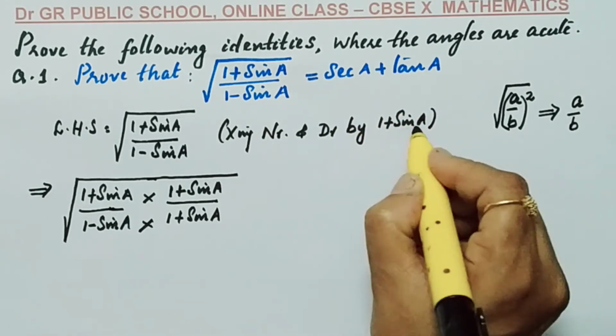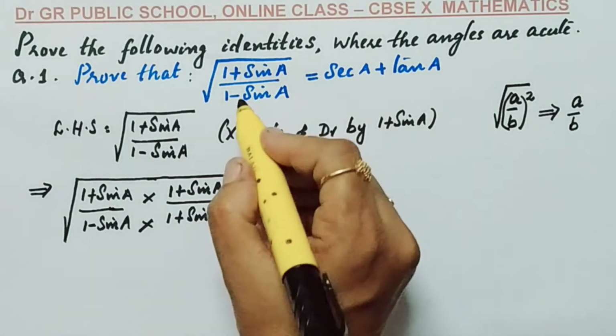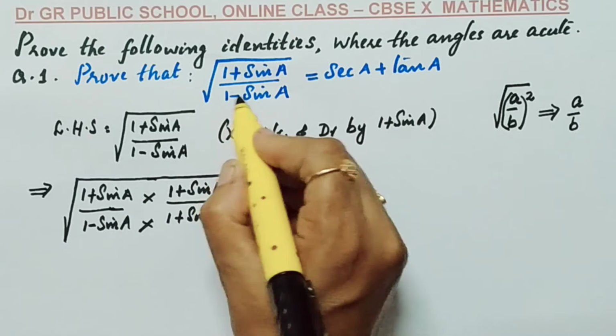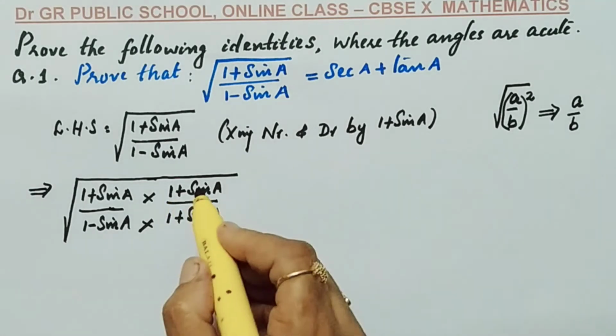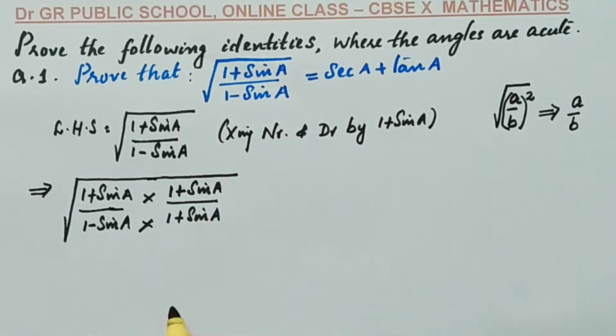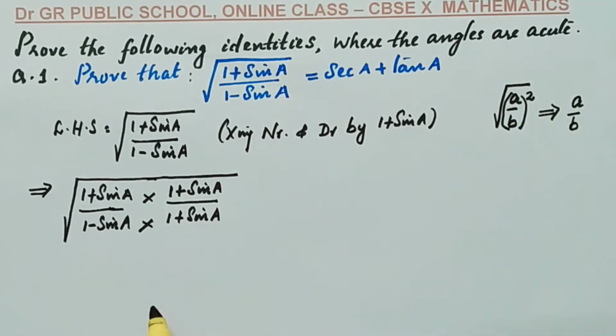Remember this term which you need to multiply. This 1 plus sin A is actually what we can call the conjugate, that is, changing the sign in between. 1 minus sin A becomes 1 plus sin A. That 1 plus sin A I am multiplying on the numerator and denominator. Our aim is to make this expression come out of the root.